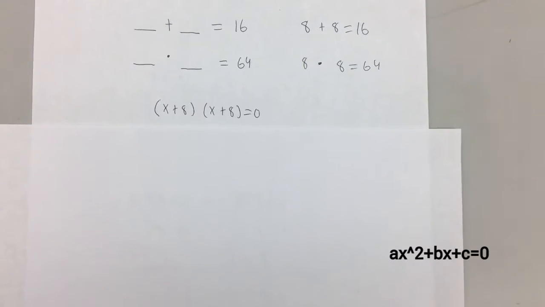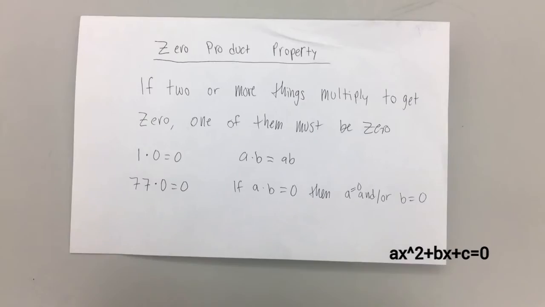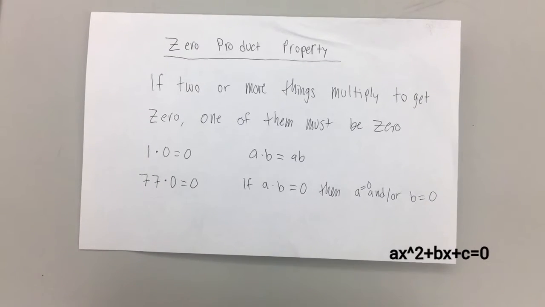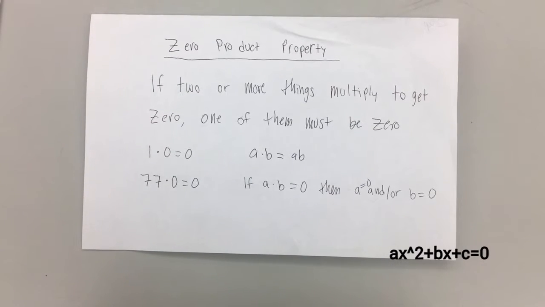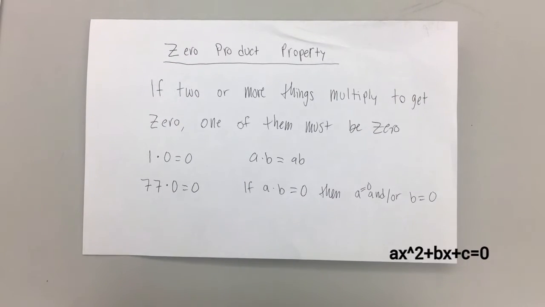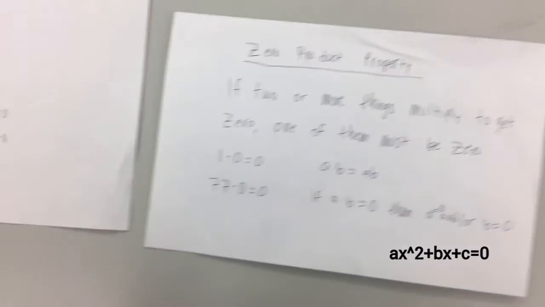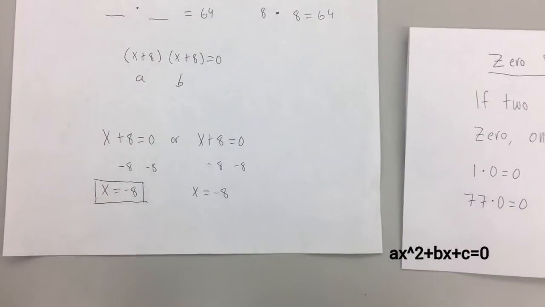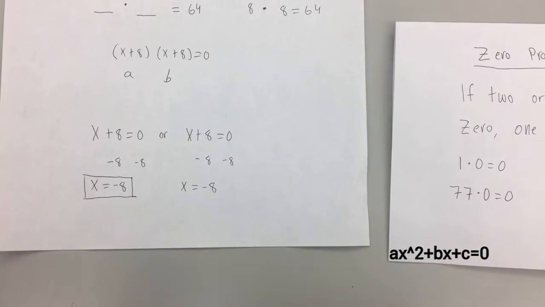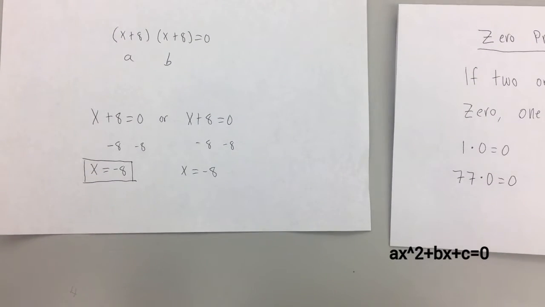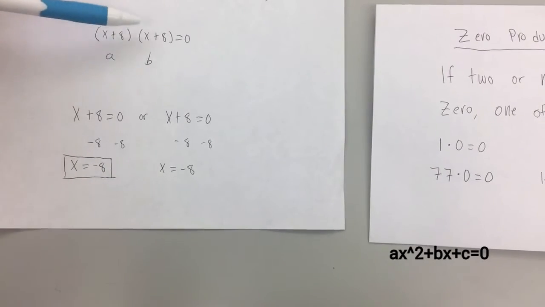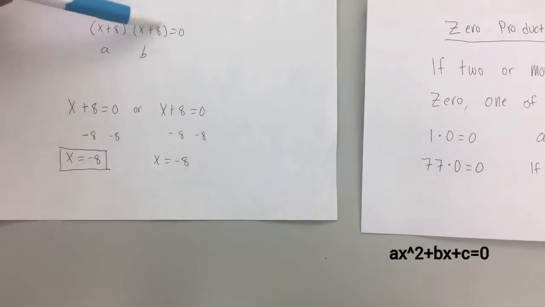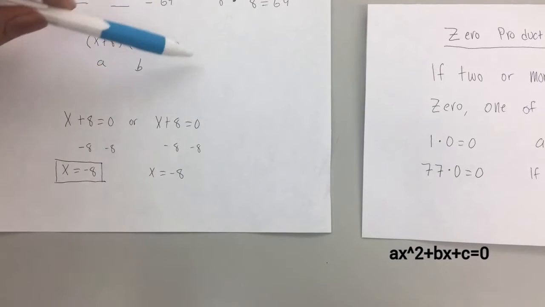Using the zero product property to solve for x. The zero product property: if 2 or more things multiply to get to 0, one of them must be 0. Such as in this equation, x equals negative 8 because negative 8 plus 8 equals 0. And this is because a is either equal to 0 or b is either equal to 0. So using one of these, they all equal 0.